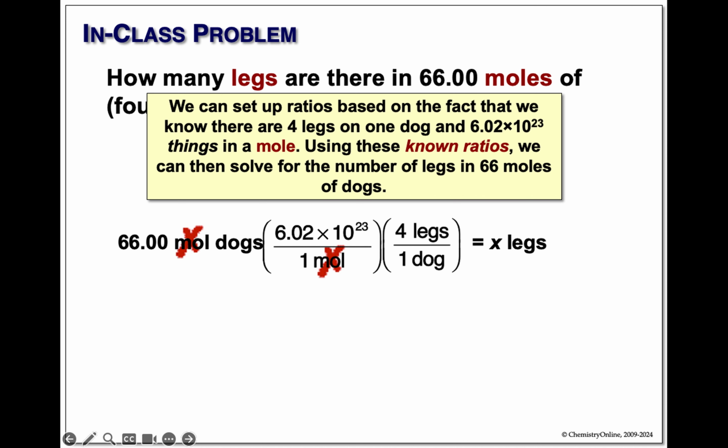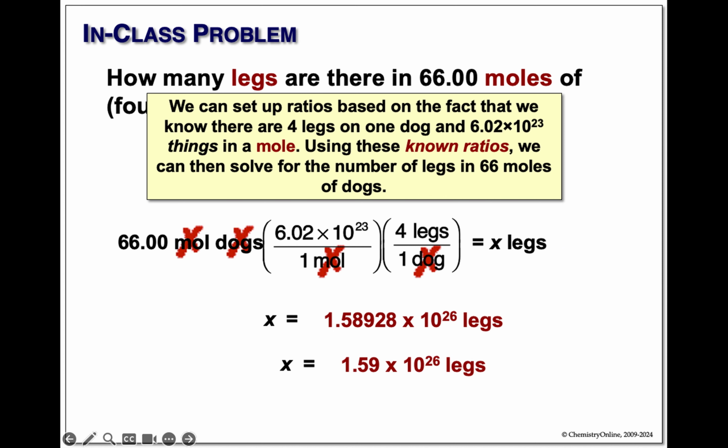Calculator gives us this. If you happen to have your calculator handy, you can pull it out and just make sure that in fact you can do this simple calculation. We are dealing with 3 significant figures, so we round this to 1.59 times 10 to the 26. Any questions? All right, well, let's do a couple real problems.